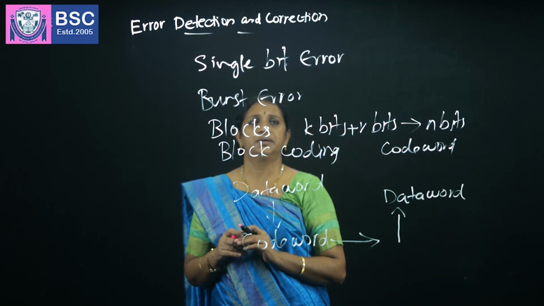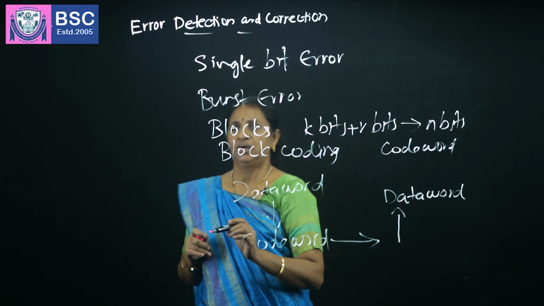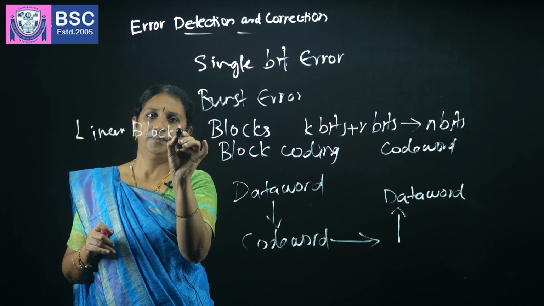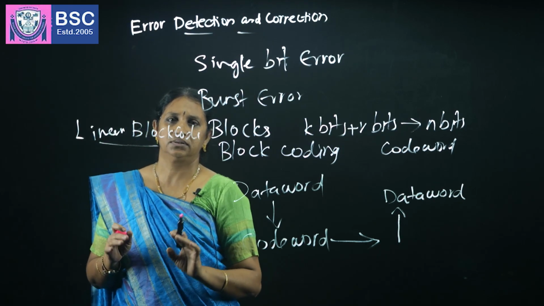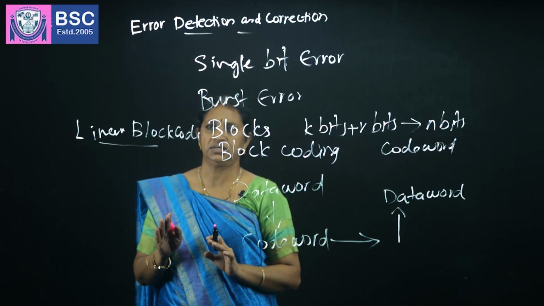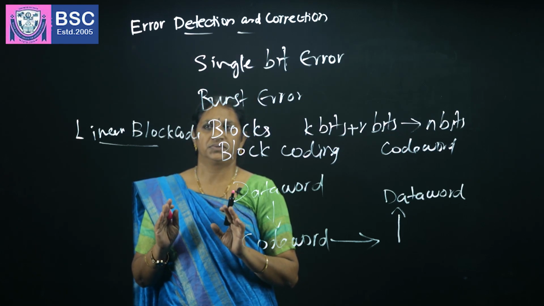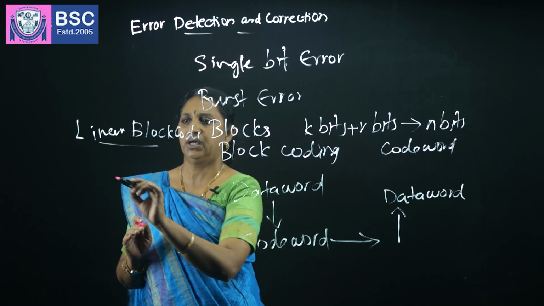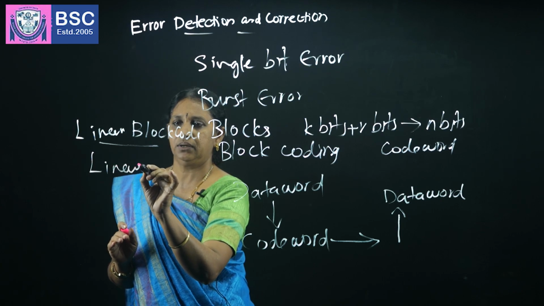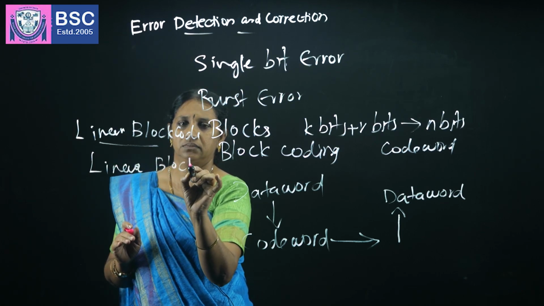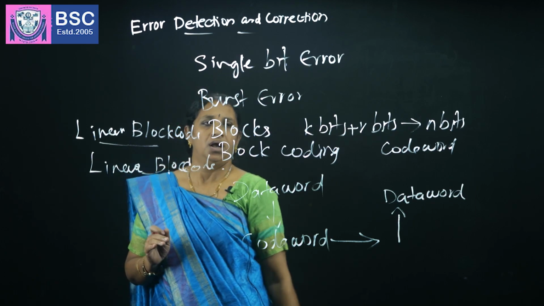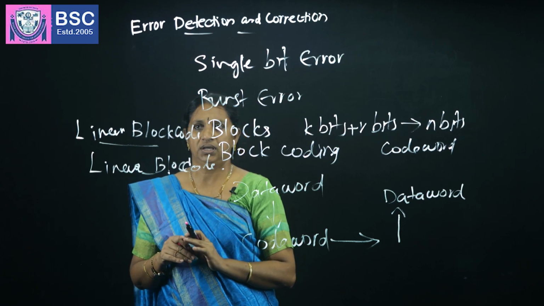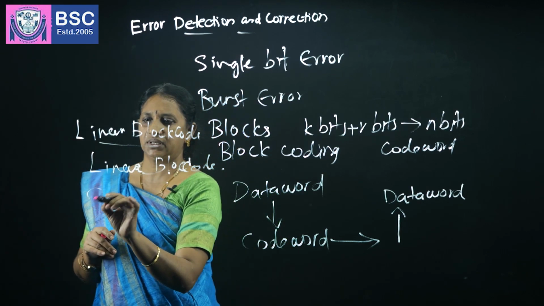In this mechanism, there is another point. One is a linear block code. In a linear block code, there is one extra property, that is, if the XOR operation of two valid code words creates another code word, we can call it a linear block code. In linear block coding, the parity bit adding is considered, and another coding mechanism is cyclic code.